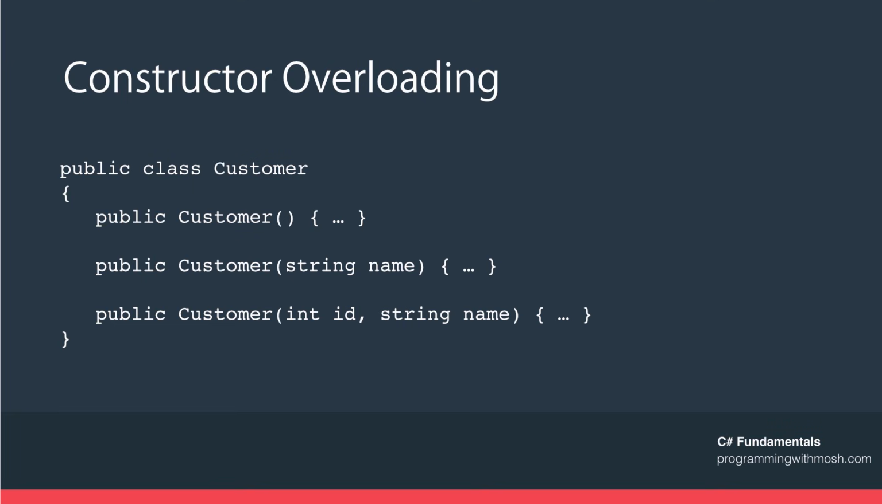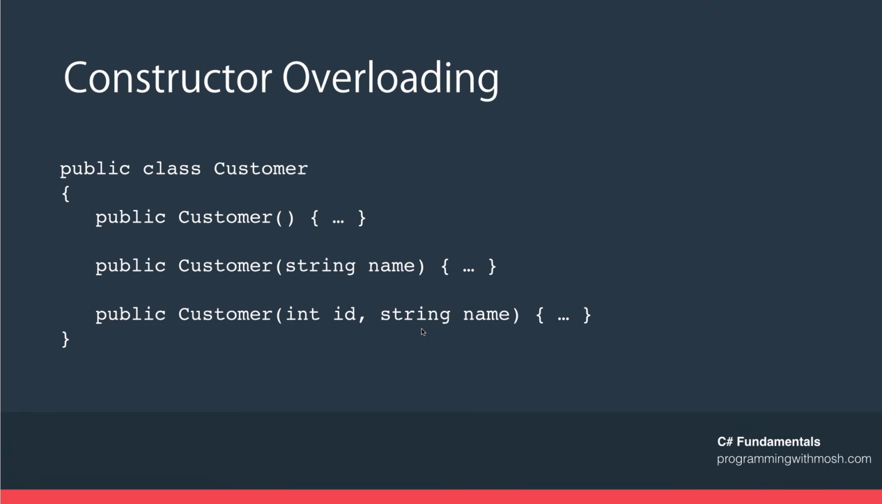In this example here, we have 3 constructors, so we have overloaded the constructor for this class. Each constructor, as you see, has a different signature. So the first one takes no parameters. The second one takes one parameter of type string. The third one takes one integer and one string as parameter. Note that the names here do not matter, but the data types for the parameters and the order of them is important. So we cannot have 2 constructors with the exact same signature.